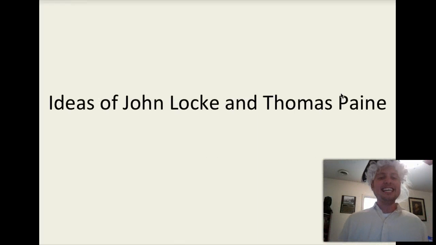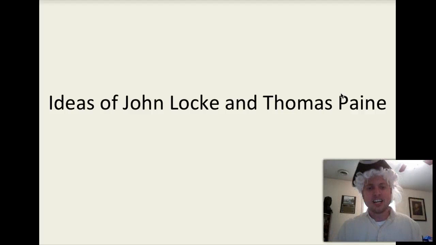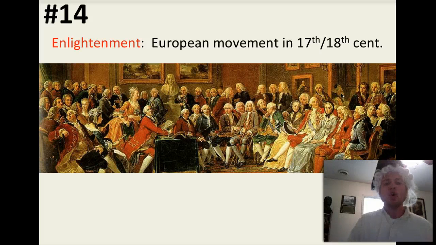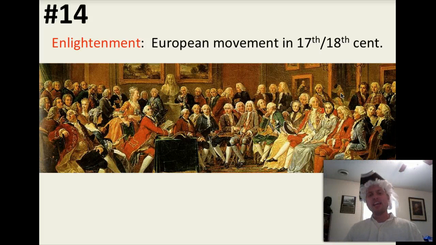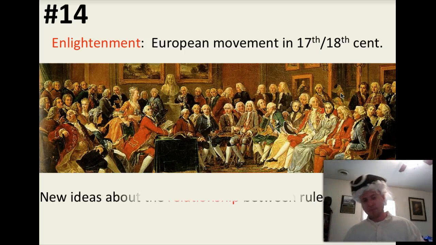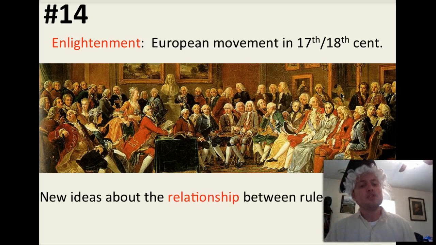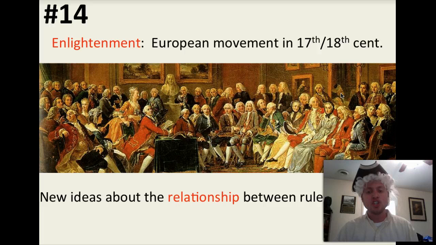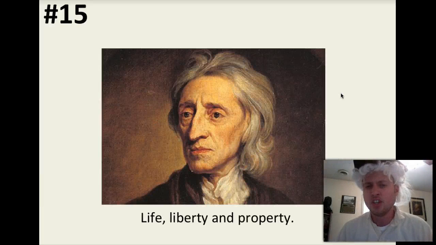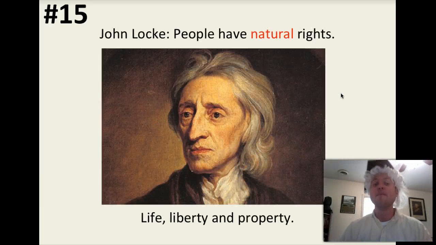All right, ideas. Let's talk about the mind. Let's talk about John Locke and Thomas Paine. Let's start in Europe with the Enlightenment, a European movement in the 17th and 18th century, which meant a whole number of things, both scientifically, both with governments and with religions, but in this case with governments. It was new ideas about the relationship between rulers and the ruled. So the Enlightenment gets new government ideas. And John Locke is going to be the big guy.